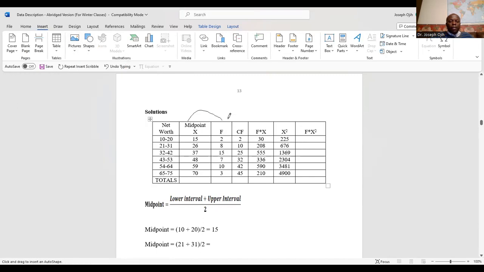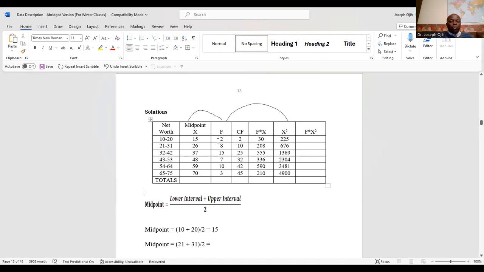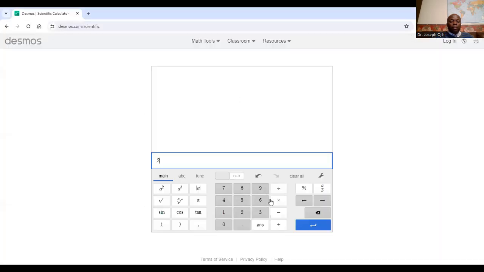Now, next is to find this one, f times x squared, which means that you need f here times x squared. Yep, that's what you need. So you mean 2 times 225. 2 times 225 is 450.